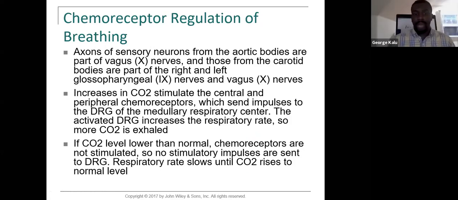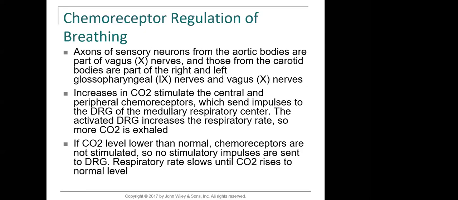I don't think you need to write this slide down. But just here, chemoreceptors are going to be able to regulate your breathing. The sensory neurons inside the aortic bodies and the carotid bodies are going to be connected to some of your cranial nerves, cranial nerve 9 and 10. Don't worry about it, just know that happens.